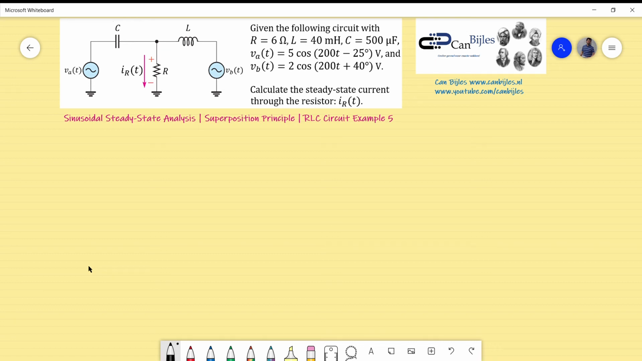Hi everyone, and welcome to this new video about steady-state analysis. We continue with our examples about RLC circuits. This is our example number 5, and in this example I would like to discuss the superposition principle for this circuit, having in this case two voltage sources.